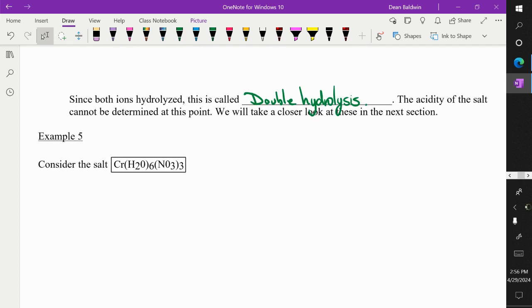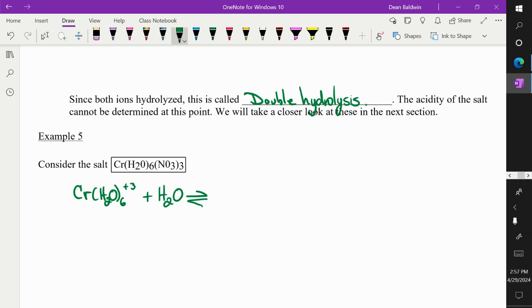Cr(H2O)6 (NO3)3. What are the 2 ions? Chromium and NO3. So we're checking these. Cr(H2O)6 3 plus with water. What is that thing going to do? Is it going to donate or accept? It's going to accept.